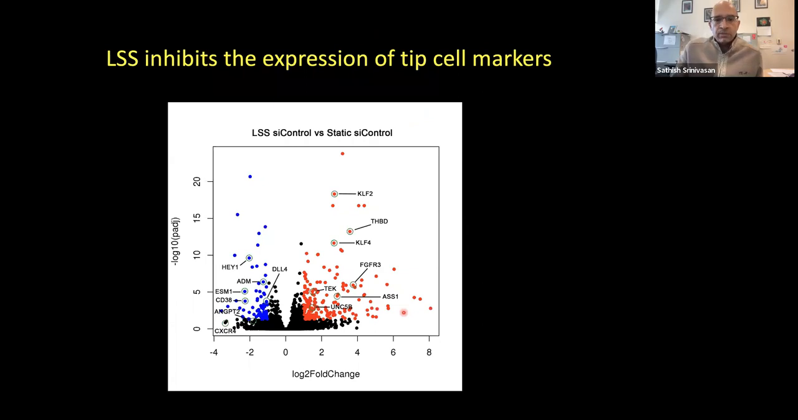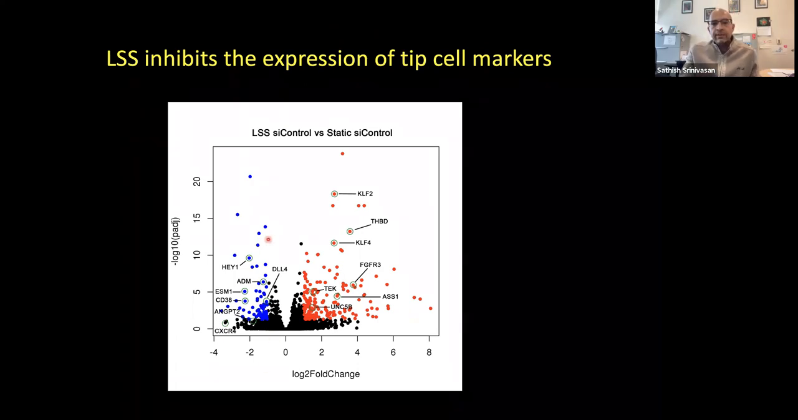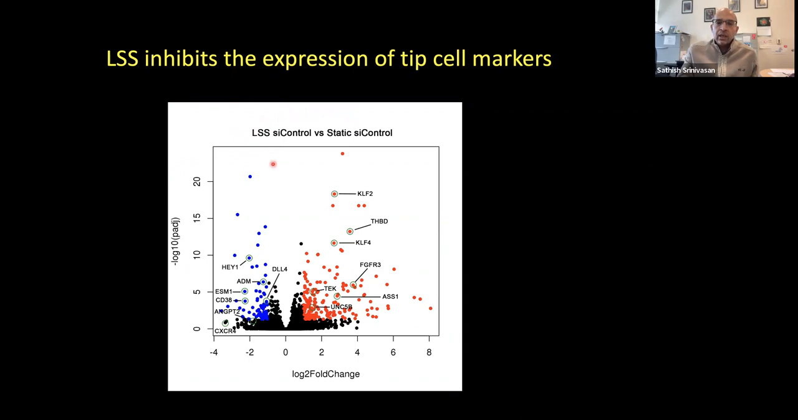And finally, we did an RNA-seq experiment to identify molecules that are regulated by S1PR1. So we grew cells in the presence of laminar shear. One very interesting thing that happens is that it downregulates the expression of various molecules like DLL4, adrenomedullin, ESM1, CD38, angiopoietin. And what are these? These molecules are tip cell markers.